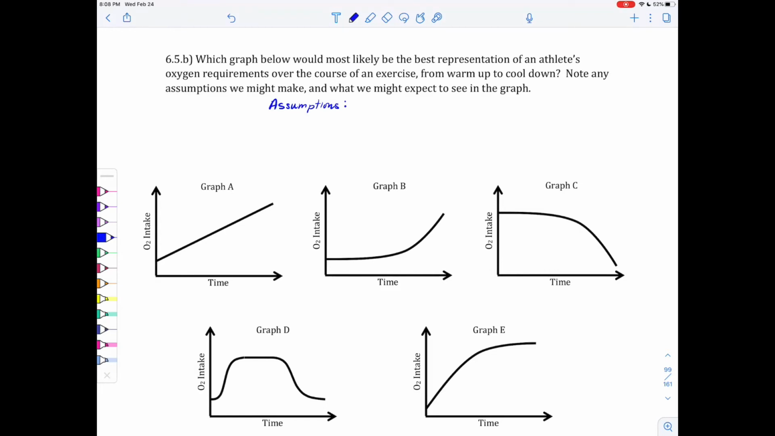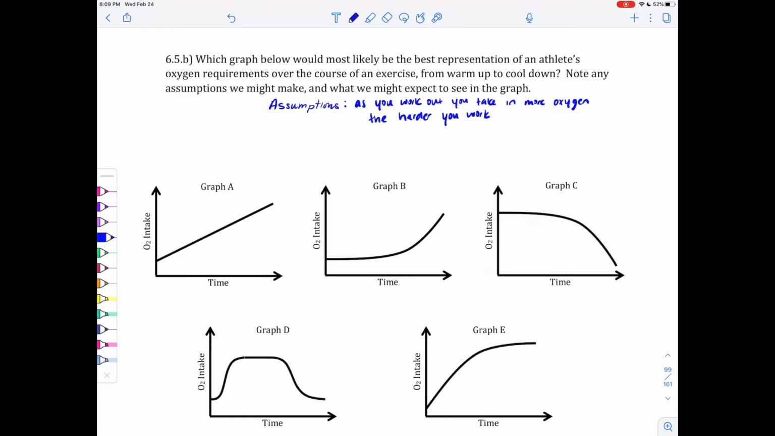Some assumptions that we might have, maybe you've worked out at least once in your life, is that as you work out, you take in more oxygen the harder you work. Right? Maybe if you've gone on some sort of run, you're jogging, and all of a sudden you notice that your breathing's getting heavier, right?